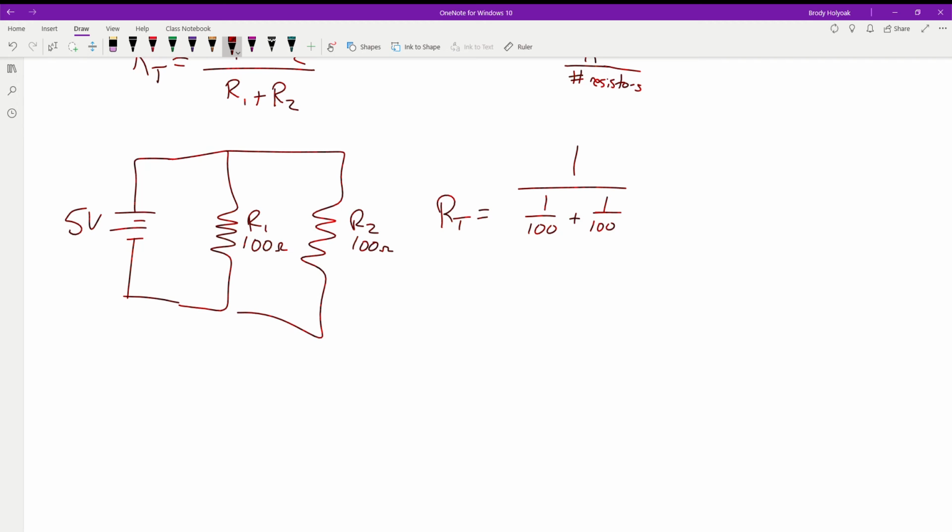We punch that into our calculators, and what do we get? Again, this is going to take lots of parentheses. What I like to do is one group of 100 to the -1 plus 100 to the -1, and then the whole thing to the -1. Or if your calculator doesn't have this button, it's the 1 over x.